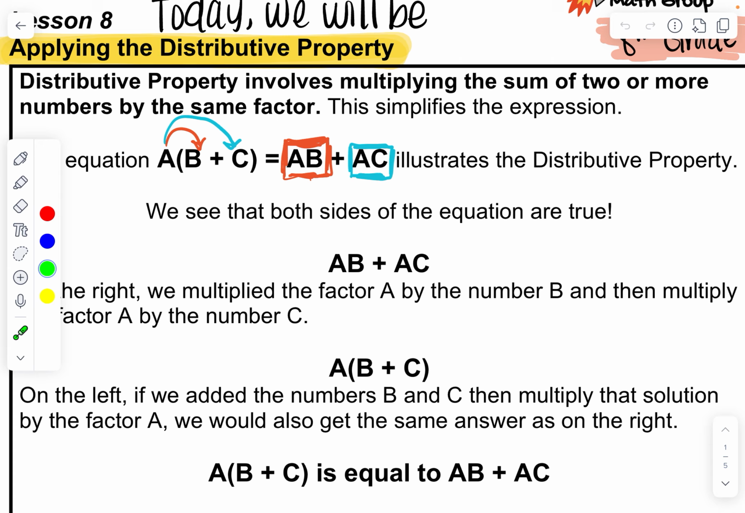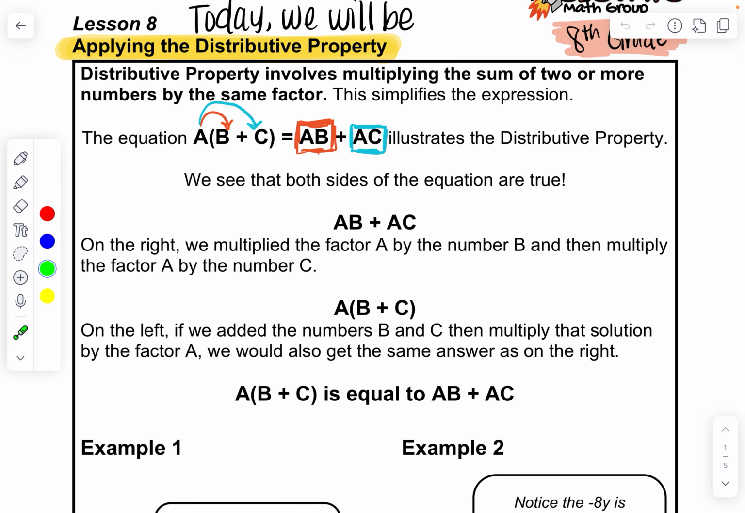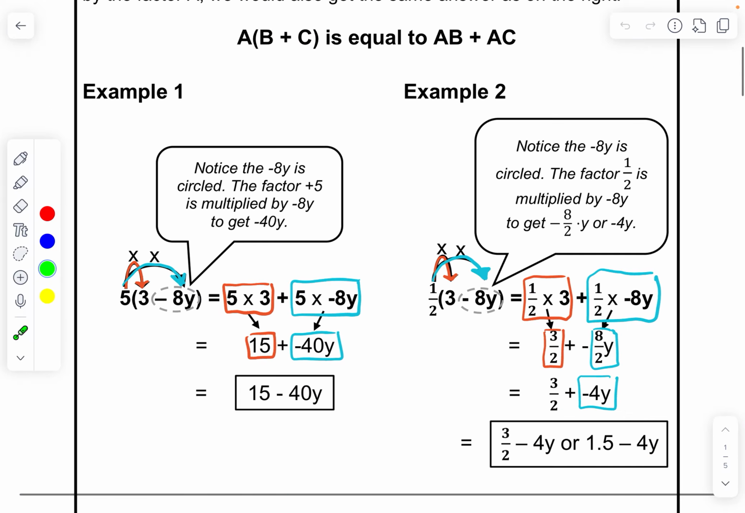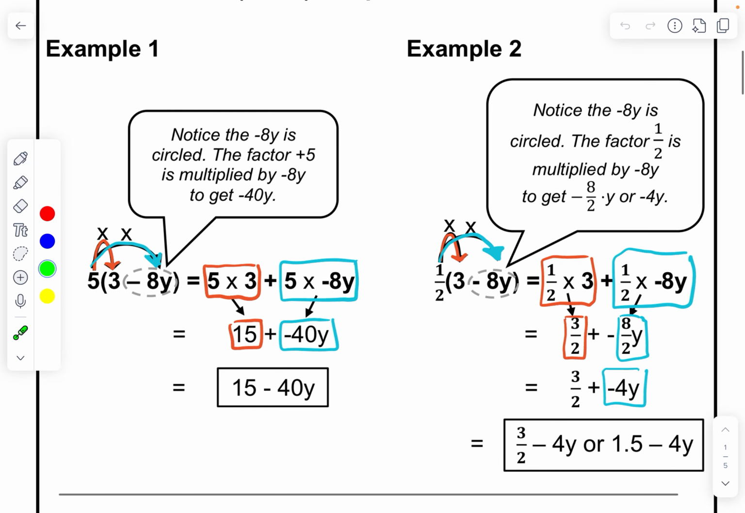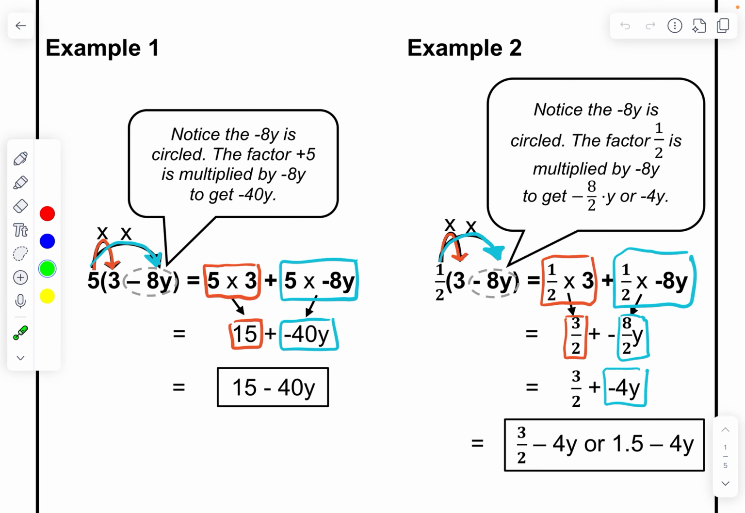Another thing to note is the operation that is inside of the parentheses. Because B and C were separated by addition, we are going to carry that addition sign over after we've distributed, okay? So these are two examples. You don't have to go through these examples with kids, but this is just for you to know so that you can use the information in your model.